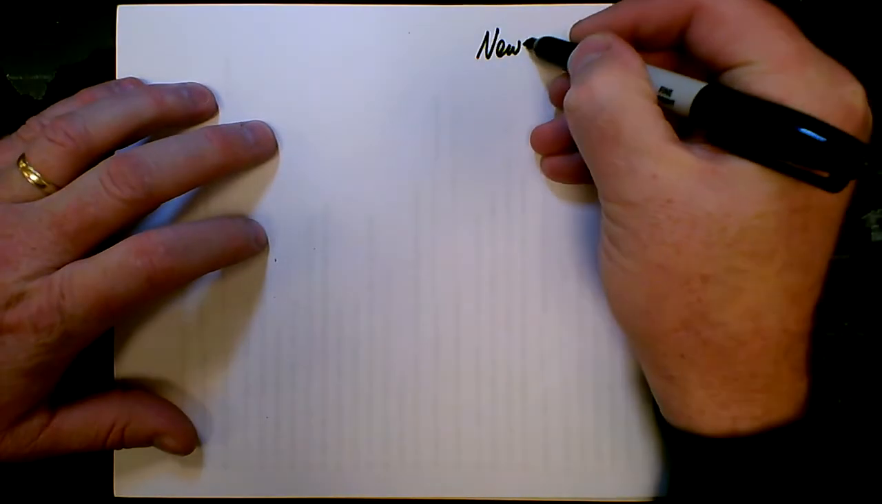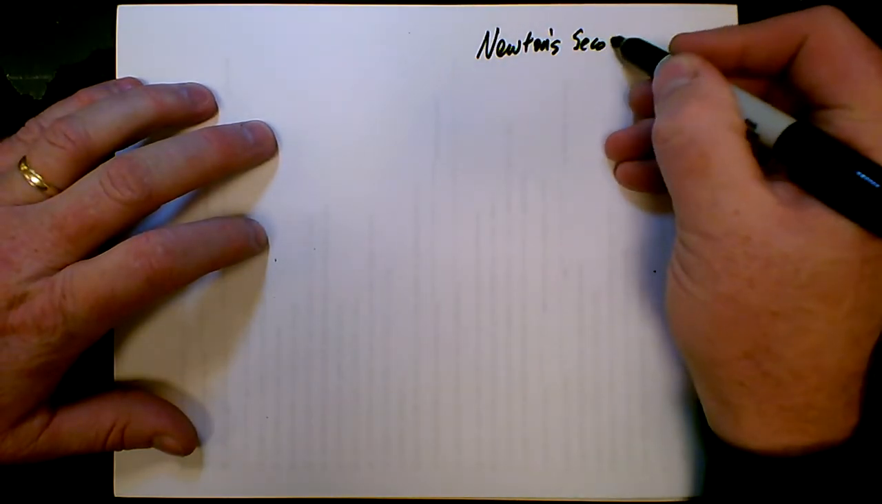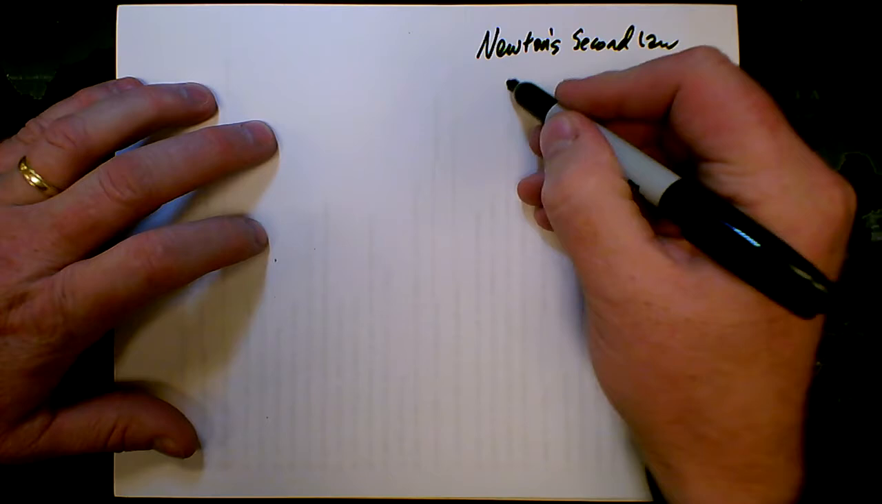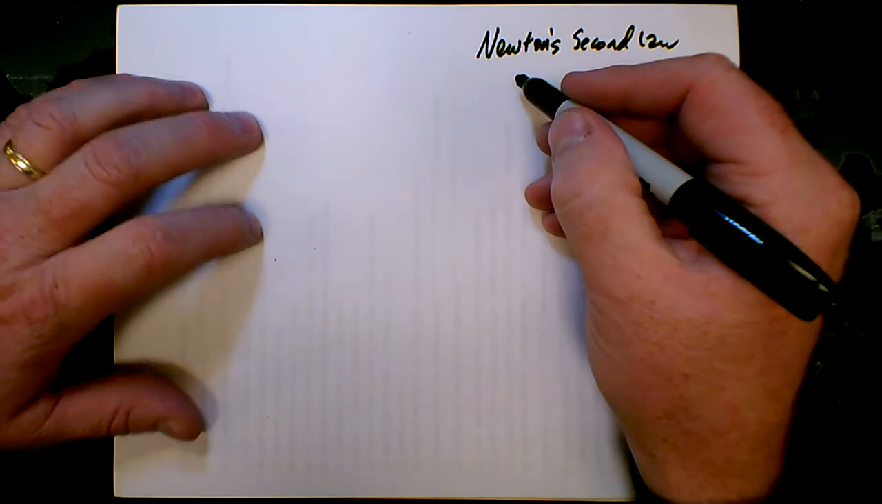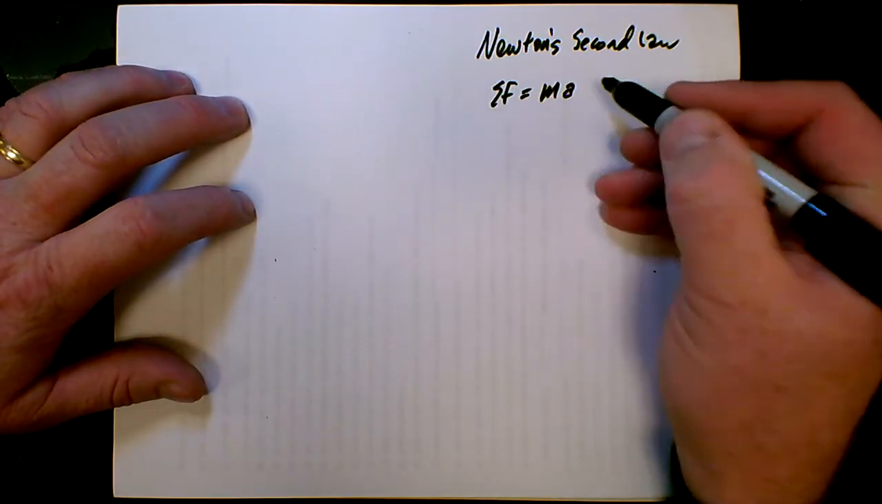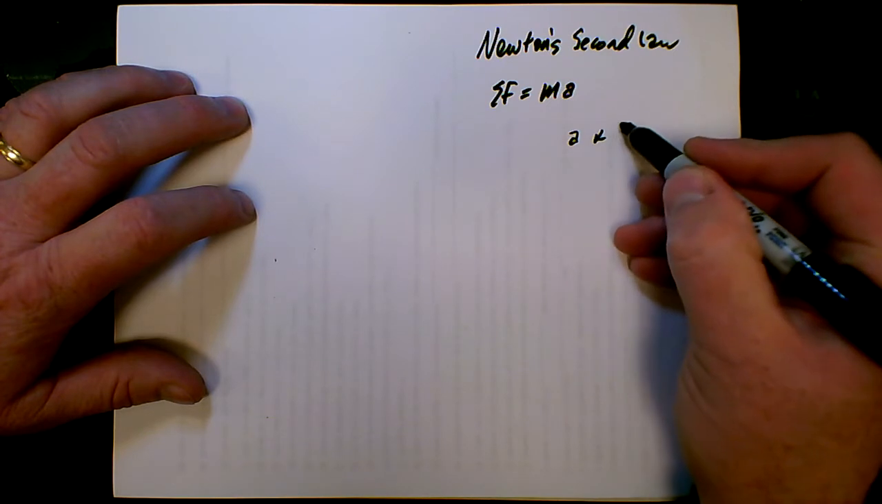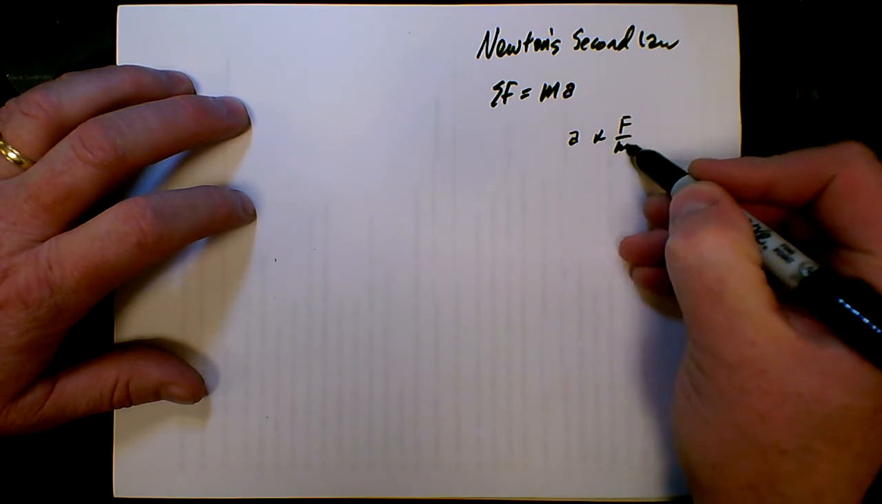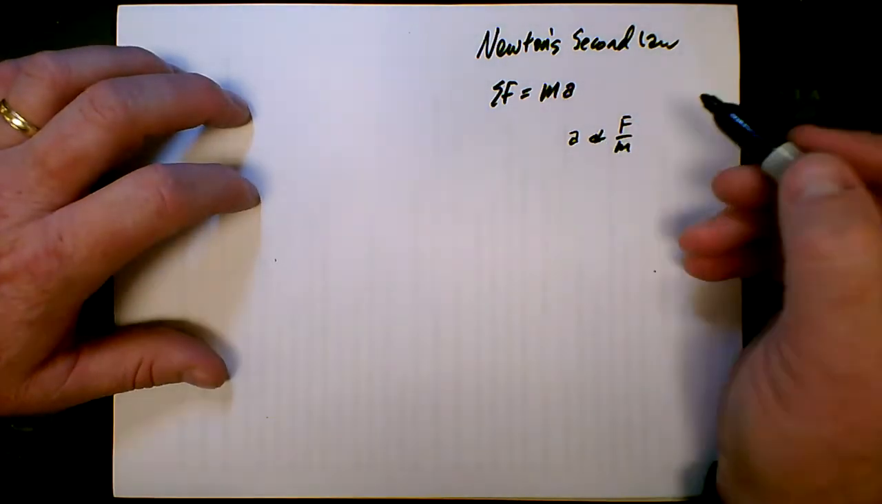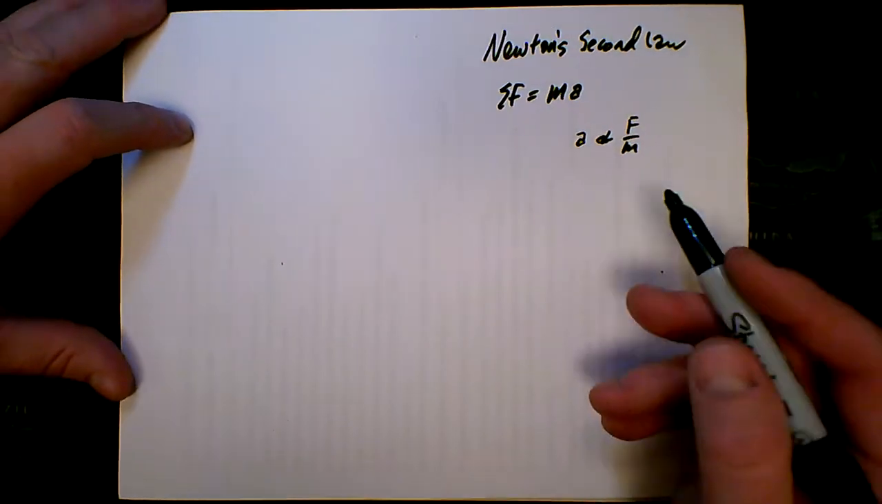Newton's second law basically says that the net force acting on an object is equal to the mass times the acceleration. Or in other words, the acceleration is proportional to the force divided by the mass. The way this is usually done in problems is to look at it in terms of the individual forces.